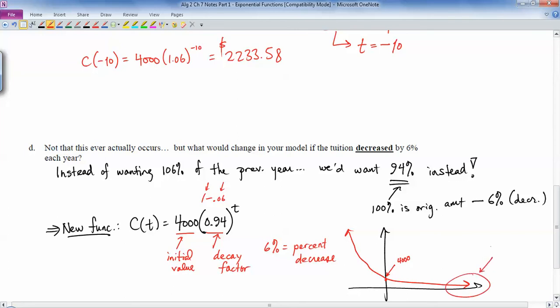So notice right here, it approaches the line y equals 0. So an asymptote is y equals 0. Okay? And then this thing, it's not exponential growth. Instead, this is called exponential decay.